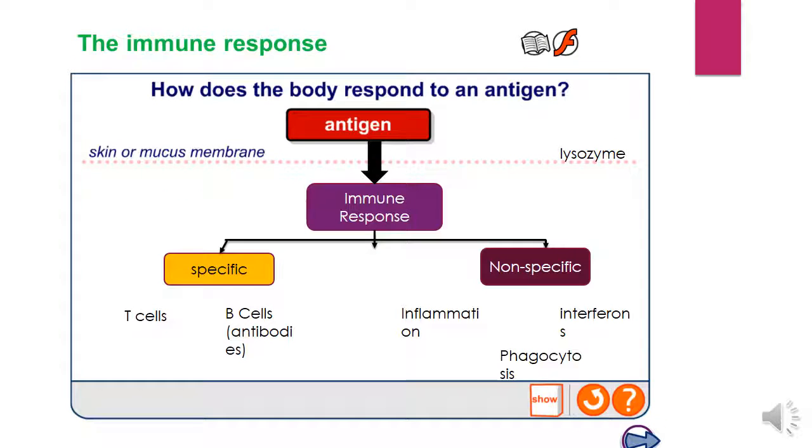Alrighty, so how does the body respond to an antigen? You have your antigen above the skin or mucous membrane. You have your lysozyme. Lysozyme kills anything, in this case on the surface of the skin or the mucous membrane. The antigen causes an immune response. A specific immune response leads to both T cells and B cells being activated. A non-specific immune response is inflammation, interferons, phagocytosis, that type of thing, real basic.